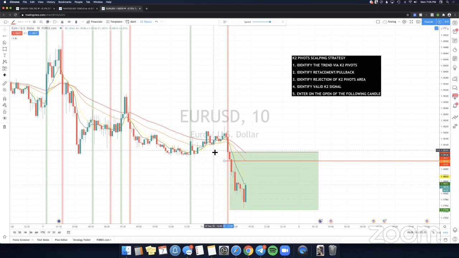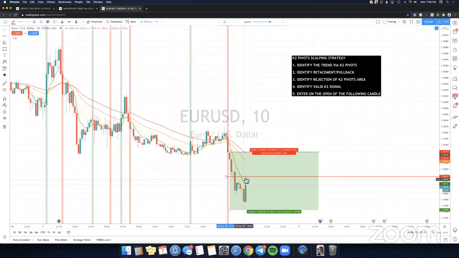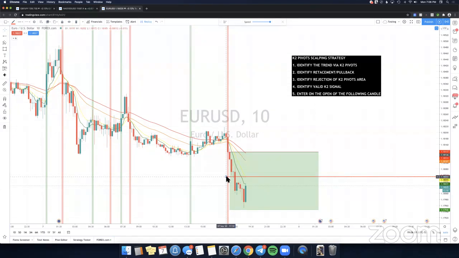Exactly, it's whatever you're comfortable with risking, and depending on your trade personality. If you don't like to take very much risk, then maybe you'll move your stop loss to the closer pivot. But it just really depends. The more you practice and the more you actually apply it, you'll figure out what you like and what you're comfortable with.